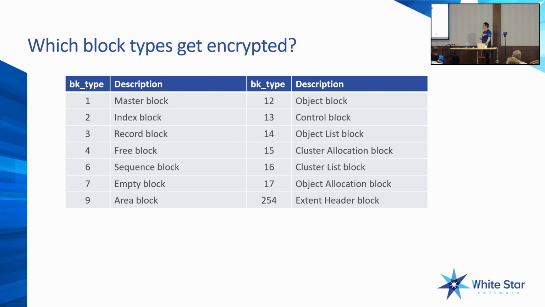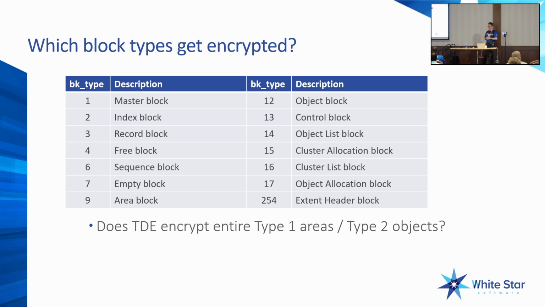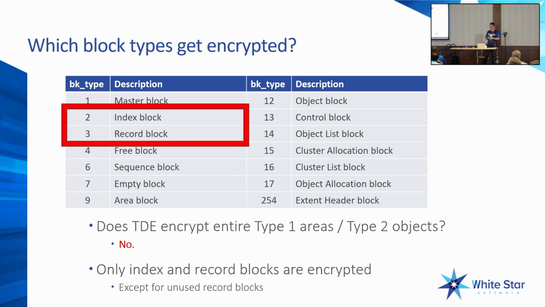So when we encrypt data in a database, what actually gets encrypted? This is a list of all of the block types and their block type numbers that you can find in a modern OpenEdge database. And so when we encrypt an object or an area, is it the entire thing that gets encrypted? No. It's actually just record and index blocks.